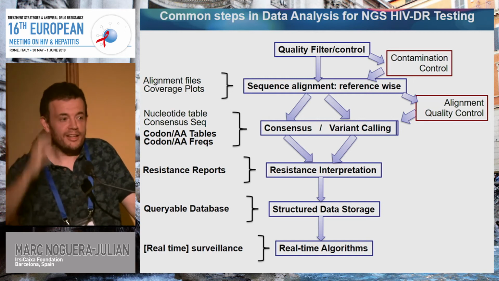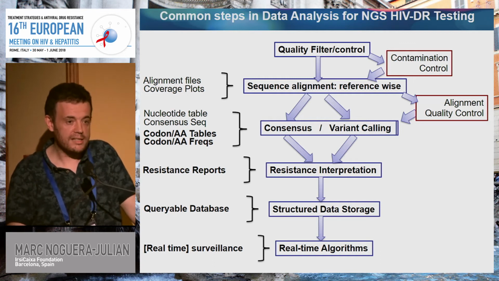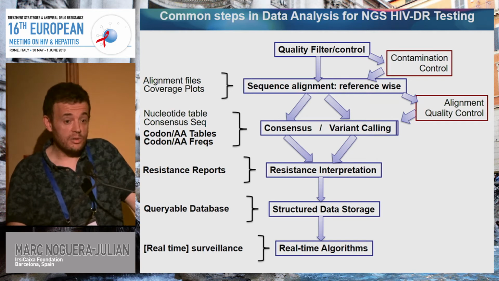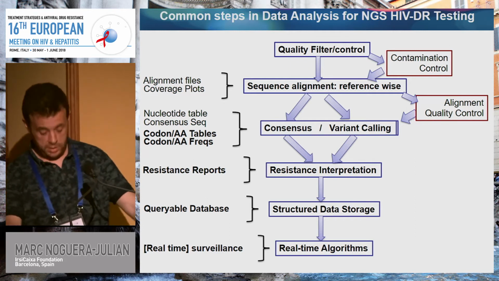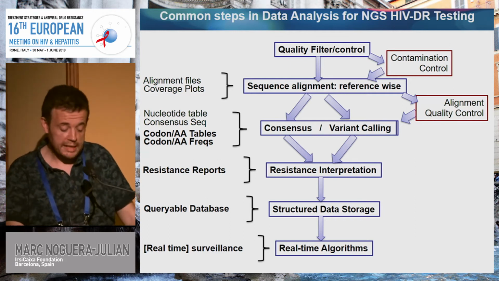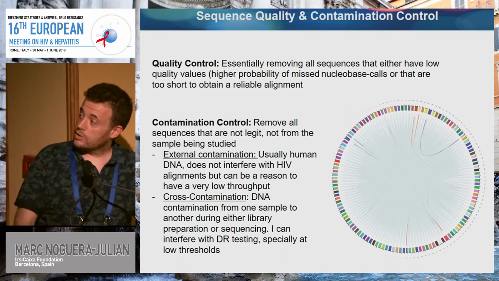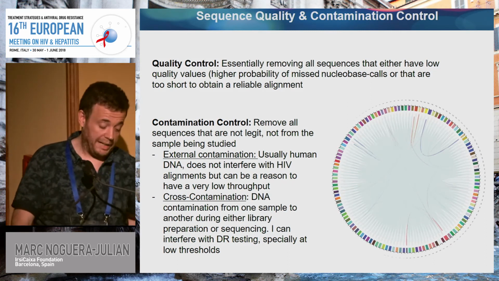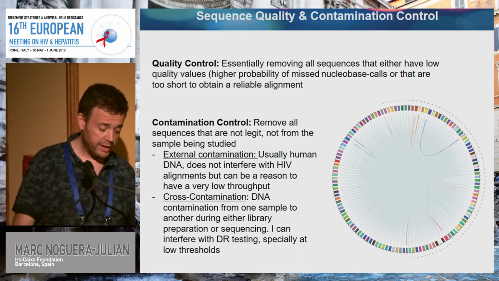That's the ideal thing that we could do with this information: implement some nice real-time algorithms in these databases to study the clustering of new sequences that are coming in with some of those that are stored in the database. So the quality control is basically throwing out all those sequences that are bad or too bad, with a threshold that you can define.